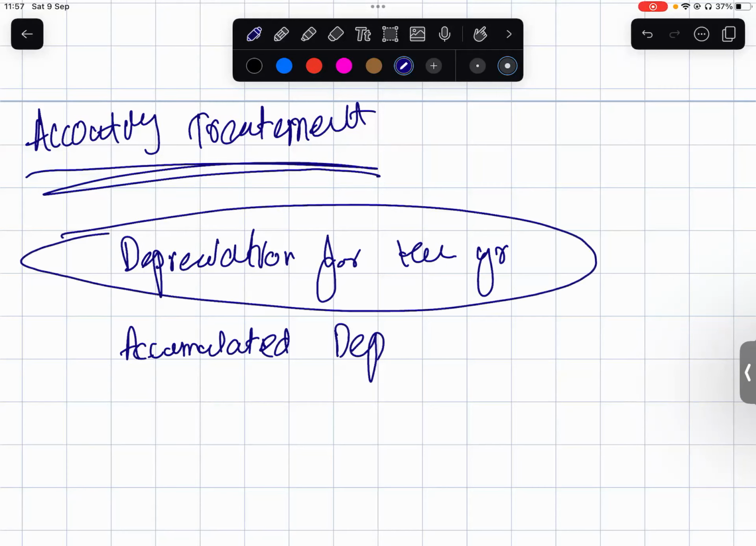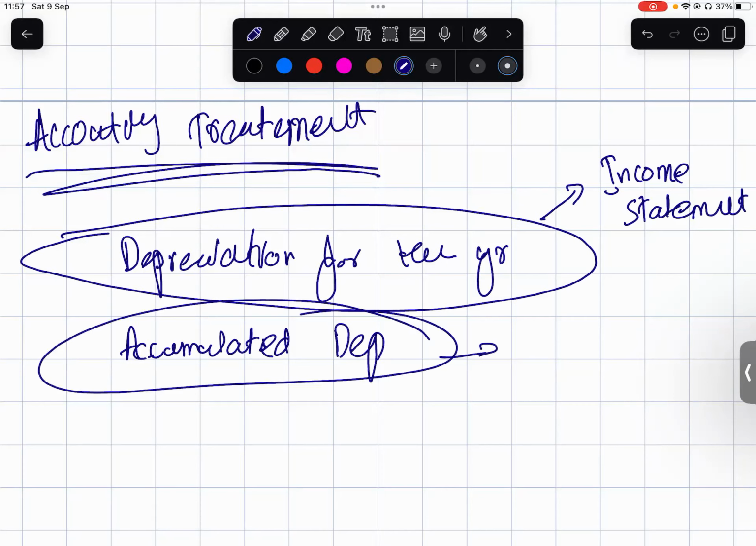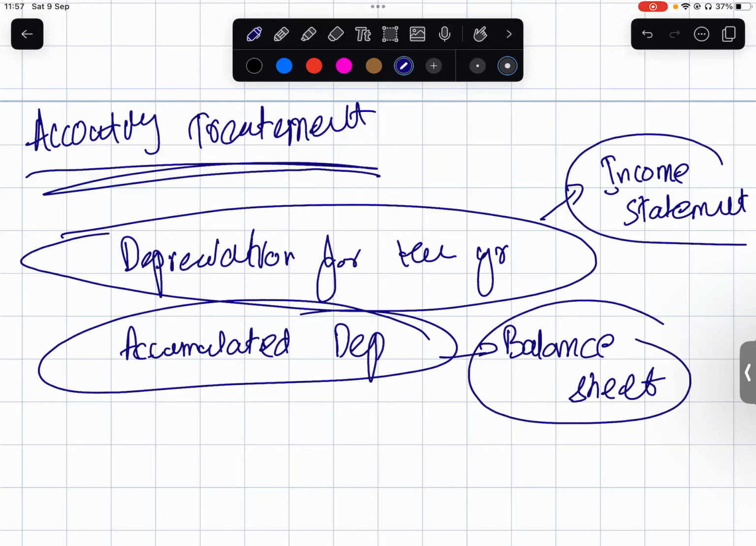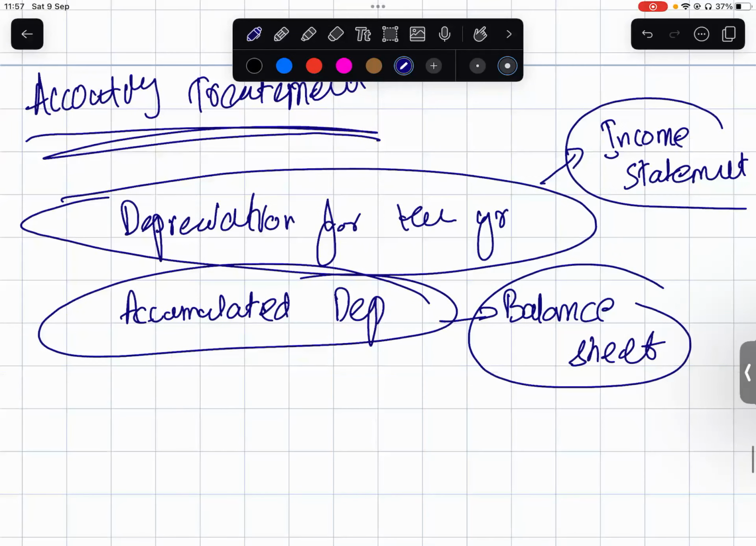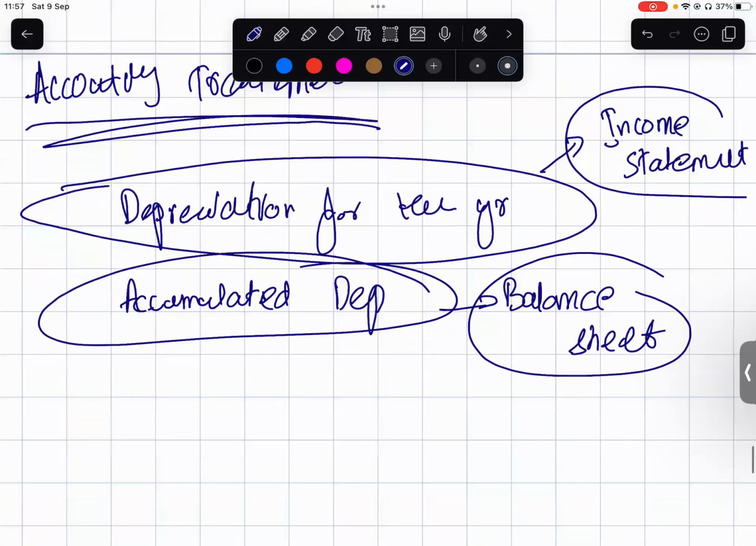Depreciation for the year impacts your income statement. That's one thing that you need to understand. Accumulated depreciation impacts your balance sheet. Okay, so that's the first thing, and we'll talk about how these impact the income statement and the balance sheet.